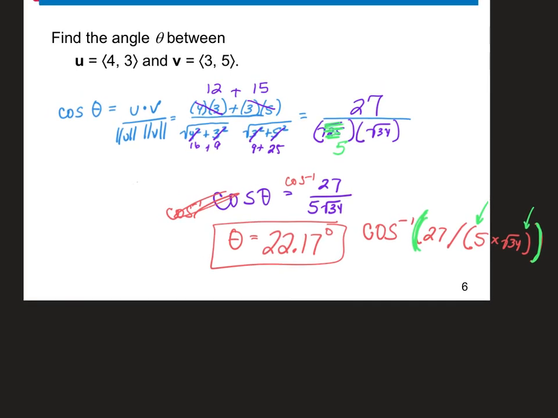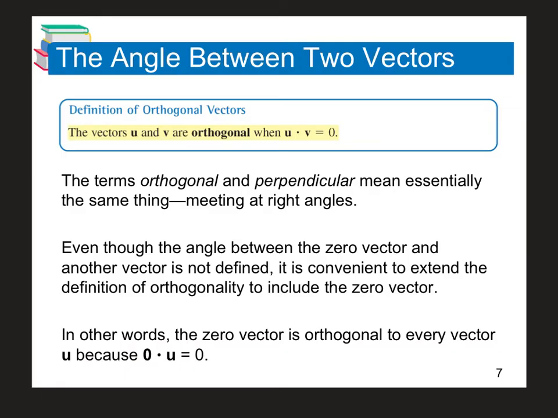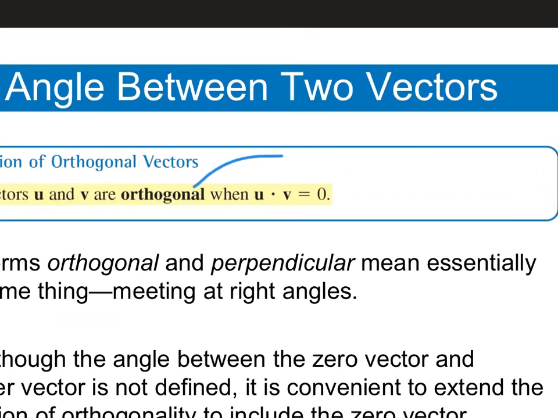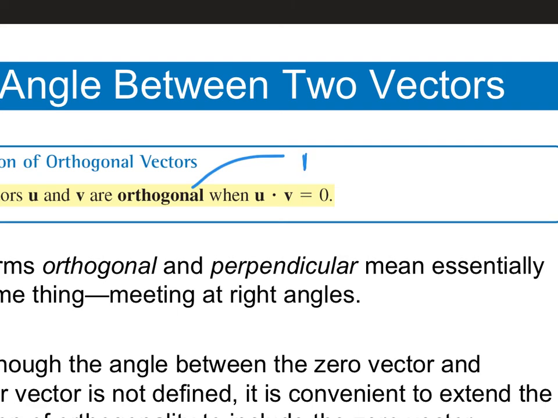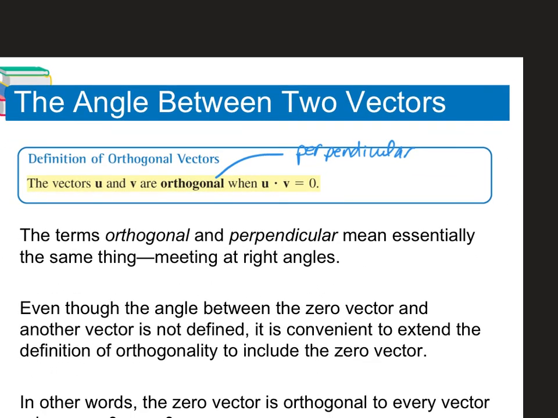So how much is 22.17? 22.17 degrees. Okay, we're talking about orthogonal. Guys, what did I tell you orthogonal means? I told you like 3 minutes ago. What does it mean? That the vectors meet at a perpendicular angle, okay? How do you prove to me that they are? When their dot product is 0, all right?